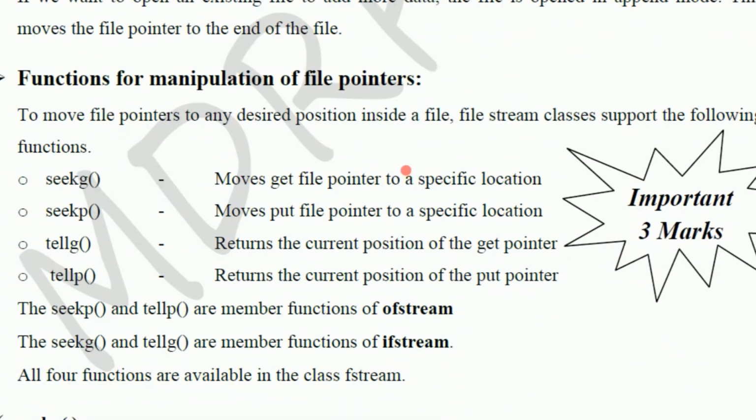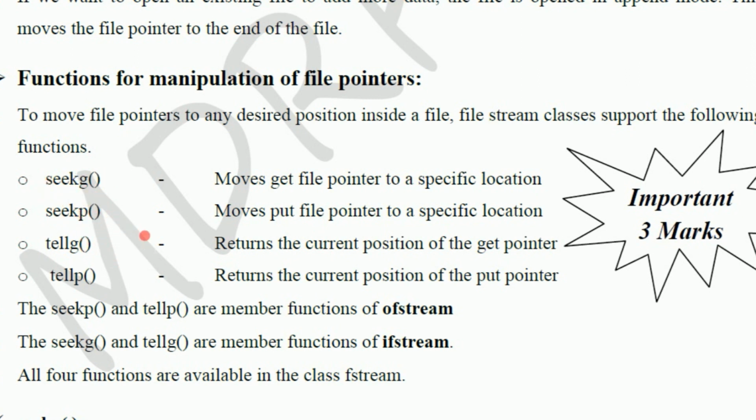So there are some functions for manipulation of file pointers. This is a commonly asked question: functions for manipulators of file pointer. seekg. Seek means searching process. We will call it seeking. Seeking means searching. seekg gets the file pointer to a specified location. That's why the name seekg. Get file pointer to the specific position.